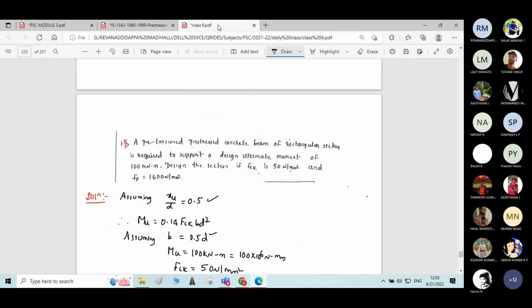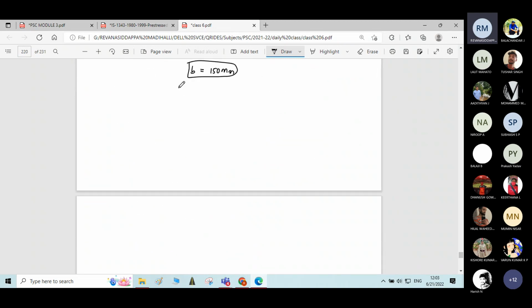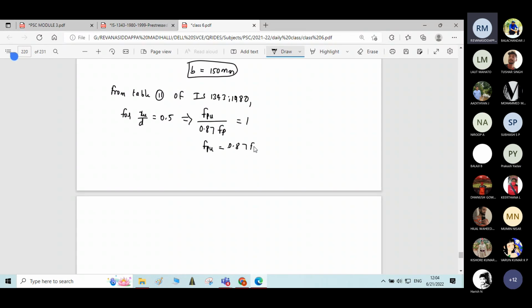Okay. Now, from table 11 of IS 1343 1980, for XU by D is equal to 0.5, corresponding FPU divided by 0.87 FP is equal to 1. Okay. Therefore, this FPU becomes 0.87 FP. Let it be as it is. FP is equal to 0.87 FP.